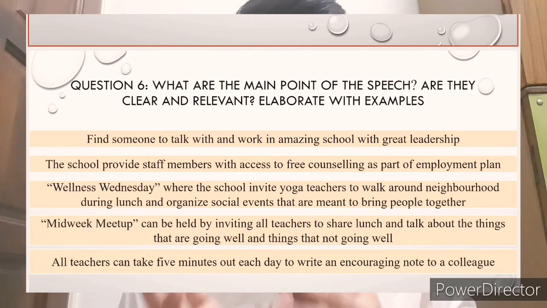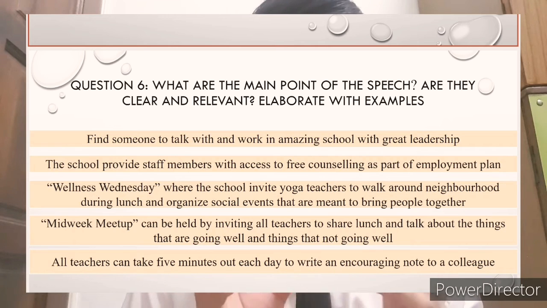Question number 6. What is the main point of the speech? Are they clear and relevant? The first main point mentioned by the speaker is to find someone to talk with and work in an amazing school with great leadership. The second point is the school provides the staff members with free access to counseling.